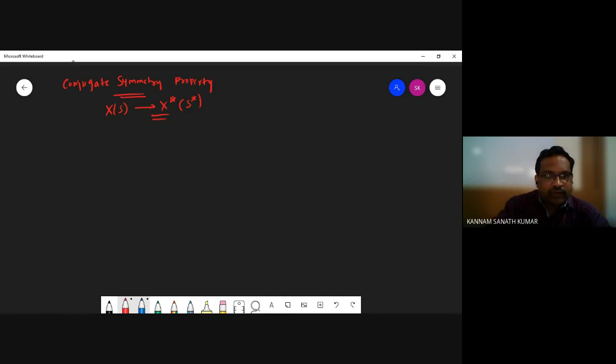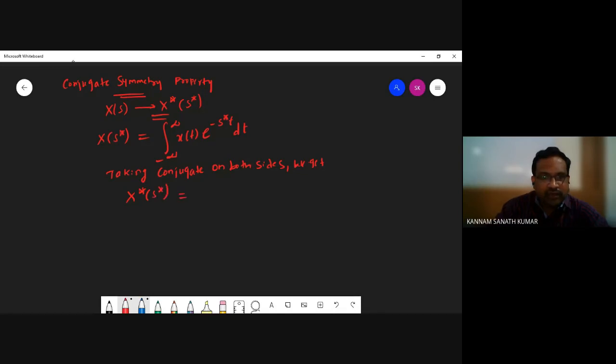Now from the definition, X of s star is equal to the integration from minus infinity to infinity of x of t e power minus s conjugate t dt. Whatever value is present in this bracket, that is s conjugate, we will get s conjugate. Now taking the conjugate on both sides, we get X conjugate of s conjugate equal to the integration from minus infinity to infinity of x of t e power minus s conjugate t dt, whole conjugate.